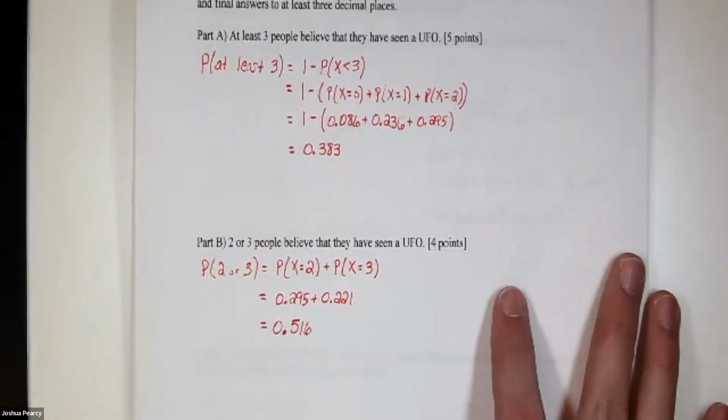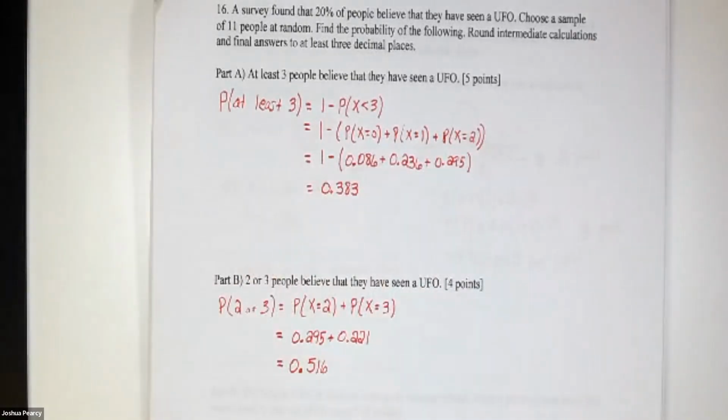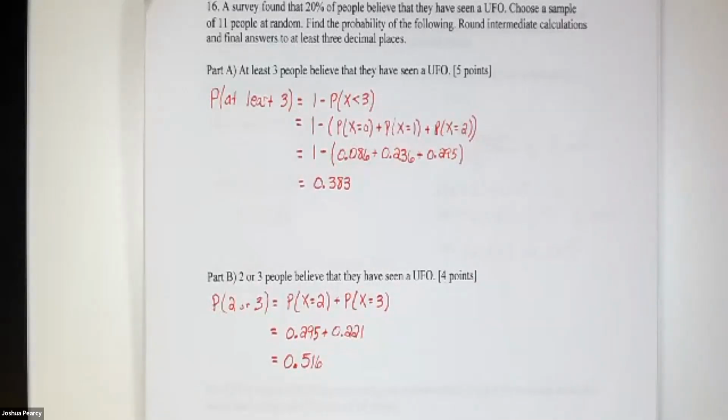Number 16. A survey found that 20% of people believe they have seen a UFO. Choose a sample of 11 people at random. Find the probability of the following. Round intermediate calculations and final answers to at least 3 decimal places. The first part, at least 3 people believe that they have seen a UFO. So that means you're interested in the probability of X being greater than or equal to 3.